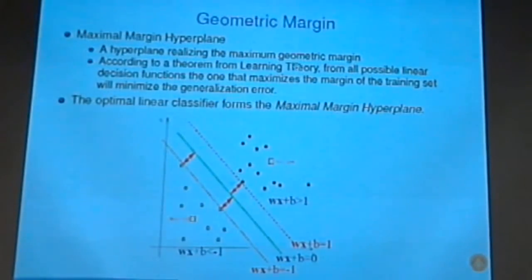The hyperplane realizing this maximum geometric margin, from statistical learning theory, among all possible linear decision functions, the one that maximizes the margin of the training set will minimize the generalization error or test error. That sounds good, right? Because that's our purpose, to try to minimize the test error or the generalization error.